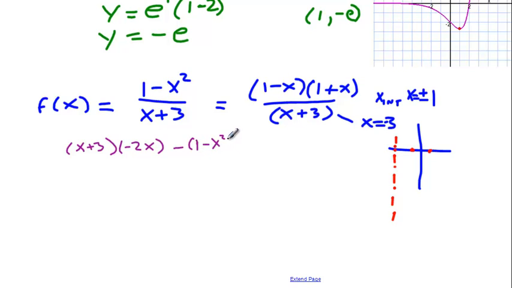1 minus x squared times the derivative of the bottom. I'll be explicit, the derivative's 1, but really we don't need to do it. Then times the denominator, or low squared. Low d high minus high, numerator, d low, derivative of bottom, denominator.